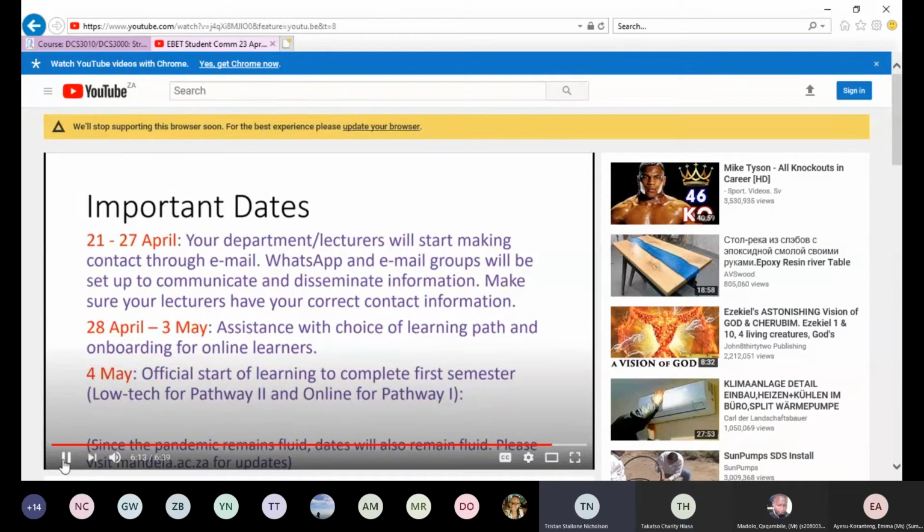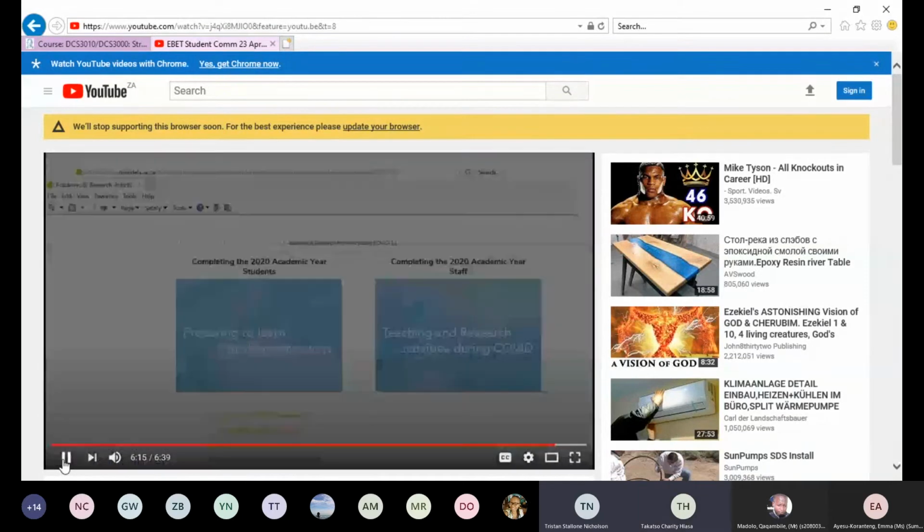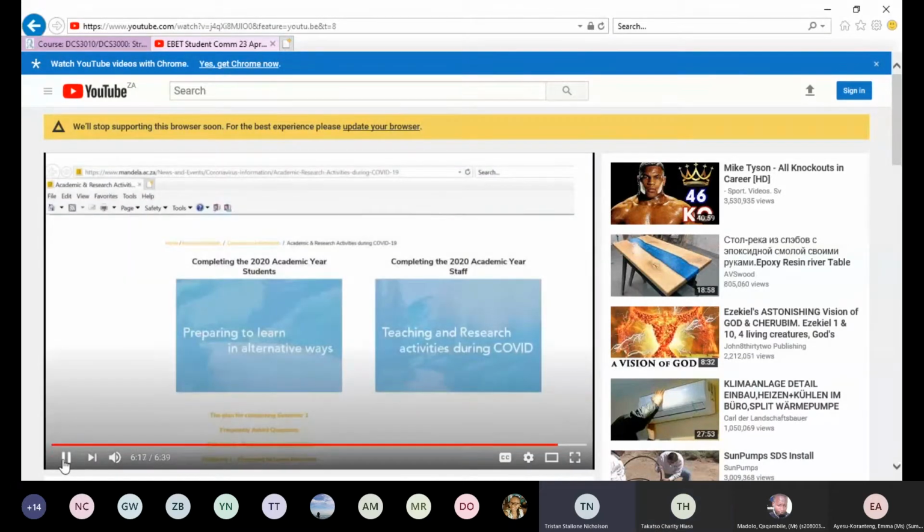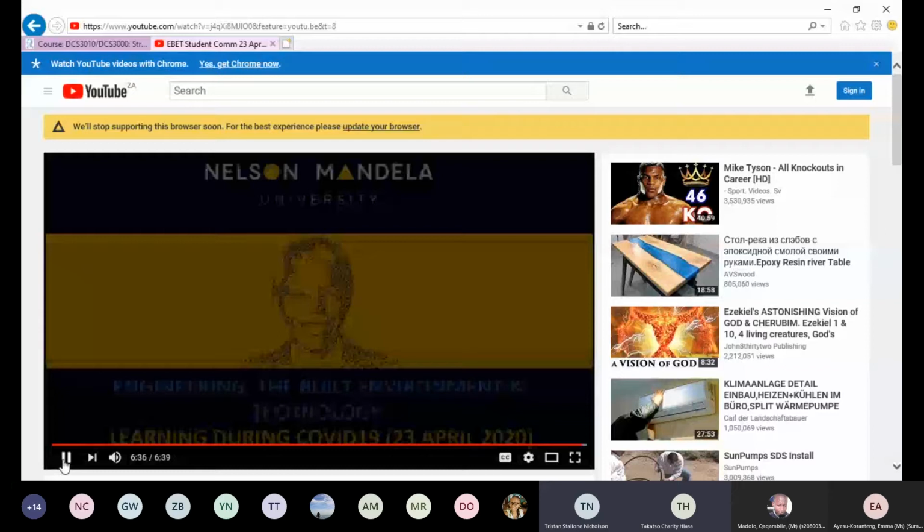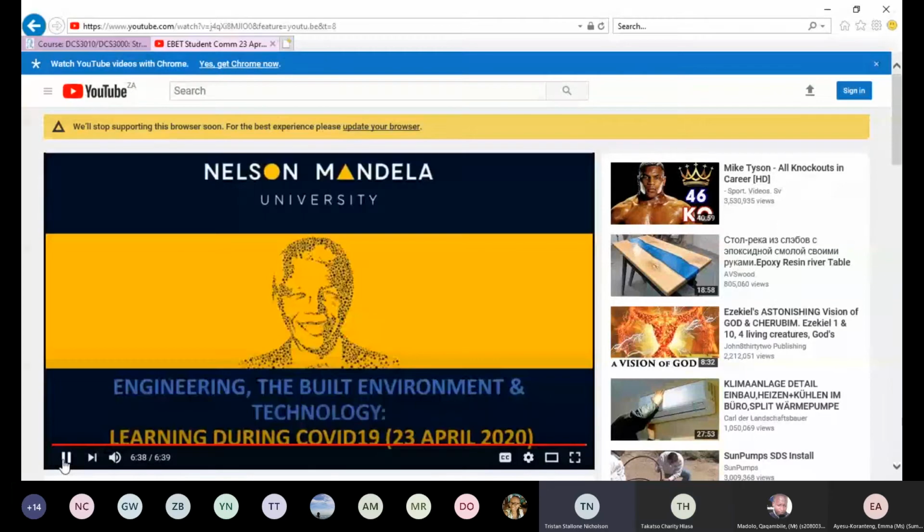Keep in mind that the pandemic remains fluid. I'm sure that at this stage, you have more questions than answers. Therefore, please visit mandela.ac.za for more detailed explanations on the pathways, the principles, and answers to frequently asked questions.